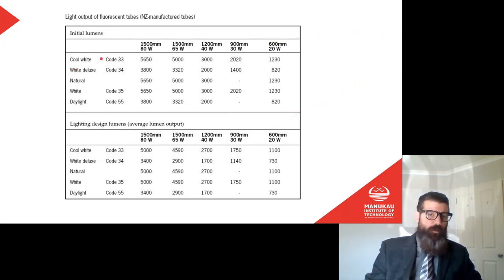So for a cool white lamp, a 1500 millimeter, so that's the length of the tube, which will be 80 watts, it's going to give us 5,650 lumens. And read the table, it's going to tell us the same thing. If I got a 900 mil 30 watt tube in white, it's going to give me 2020.